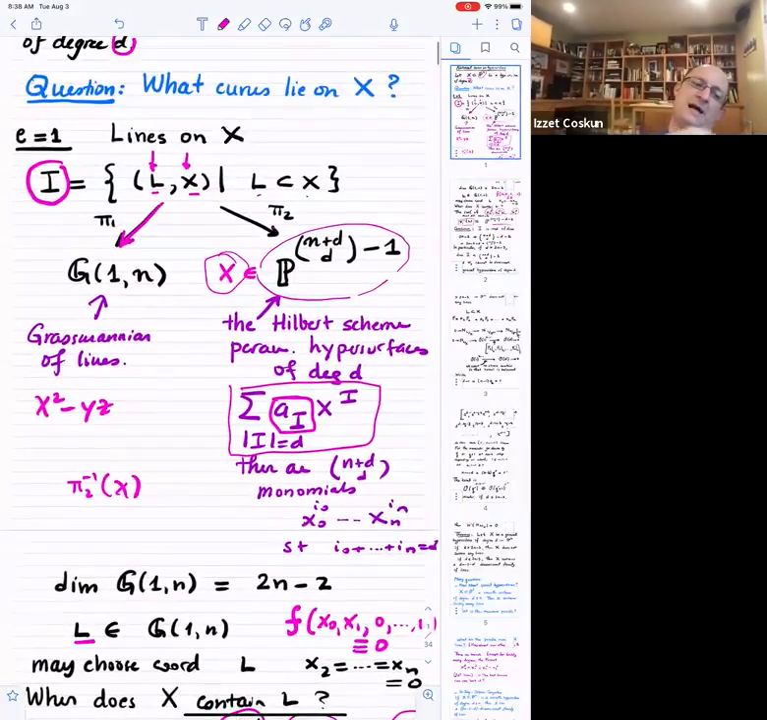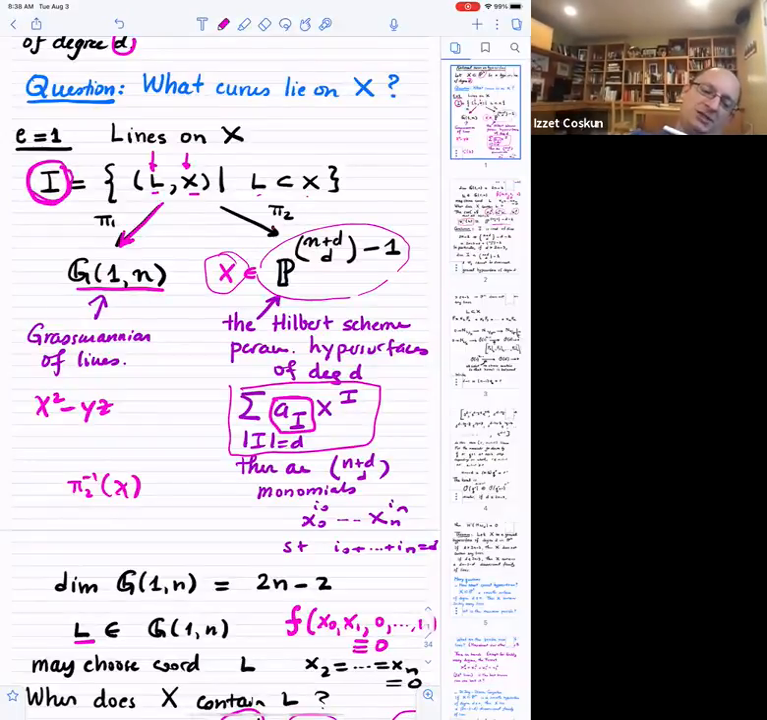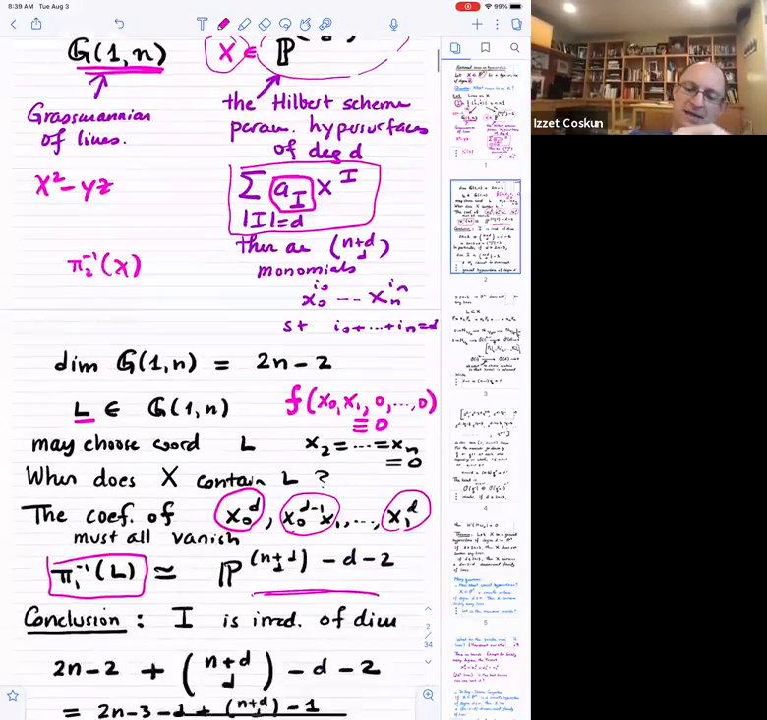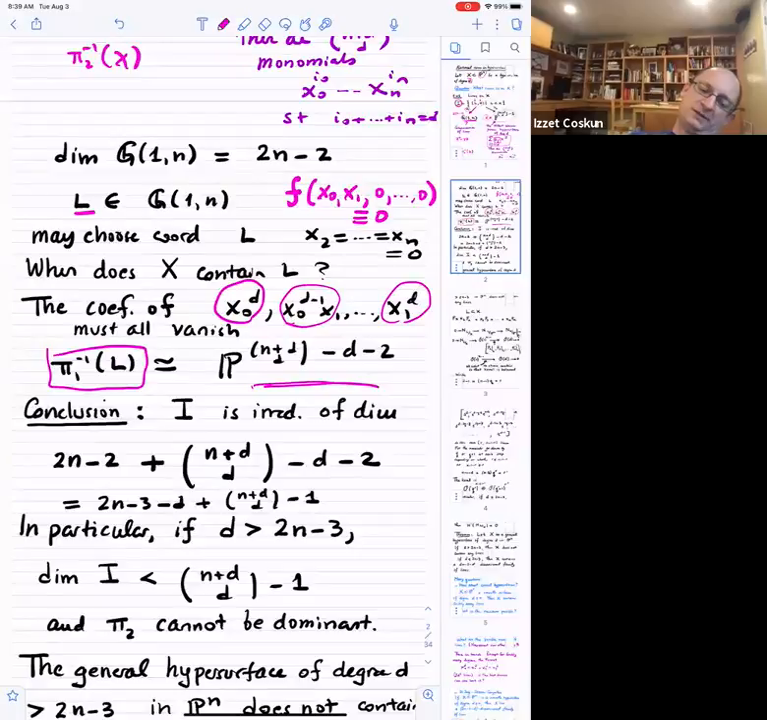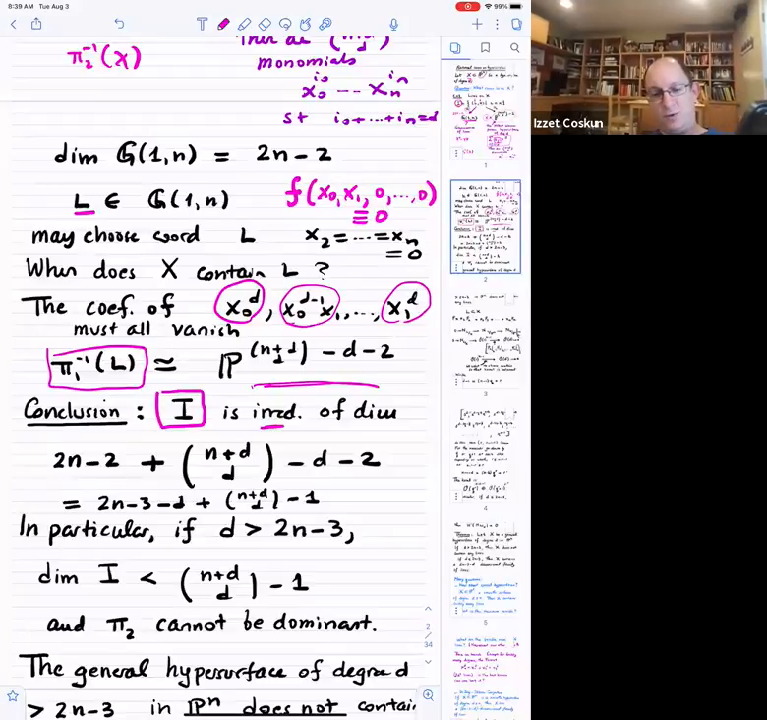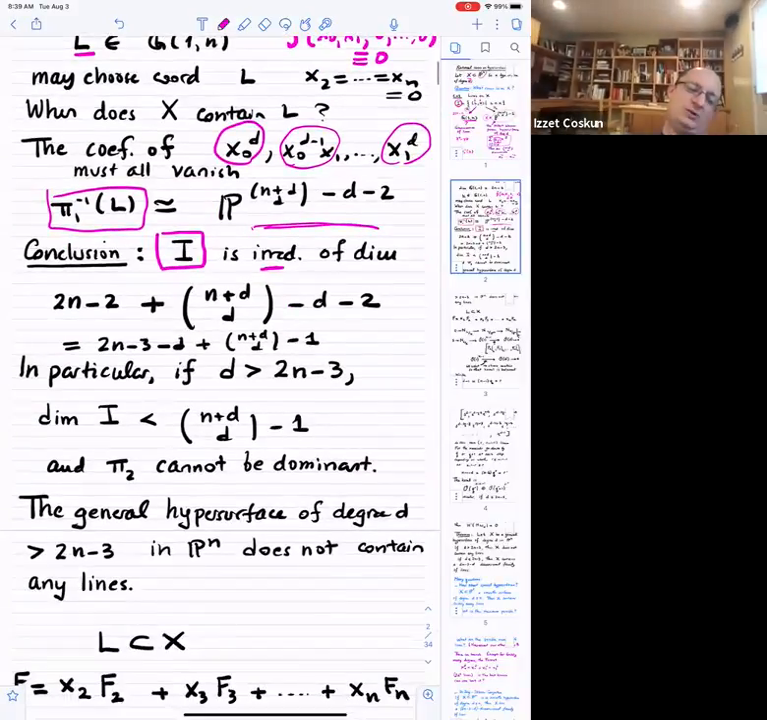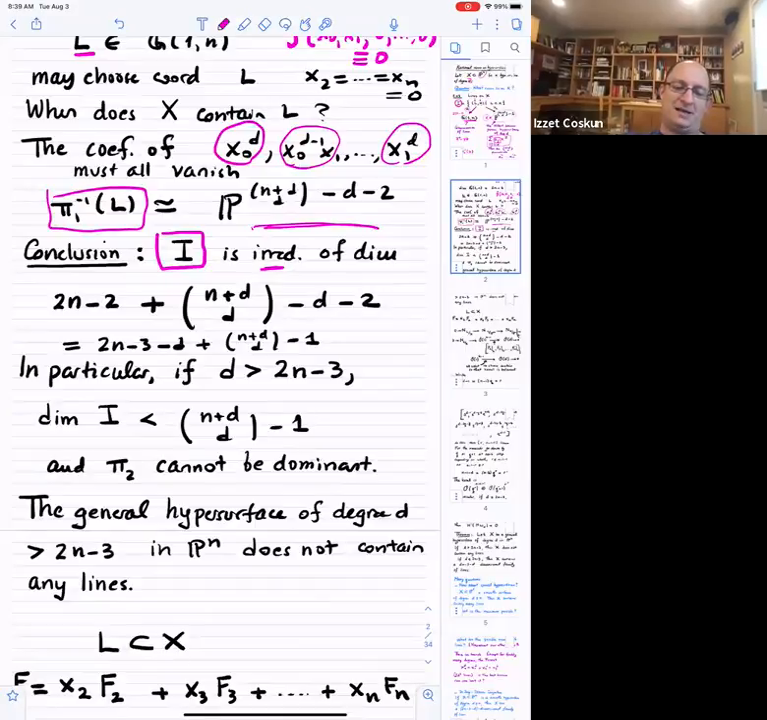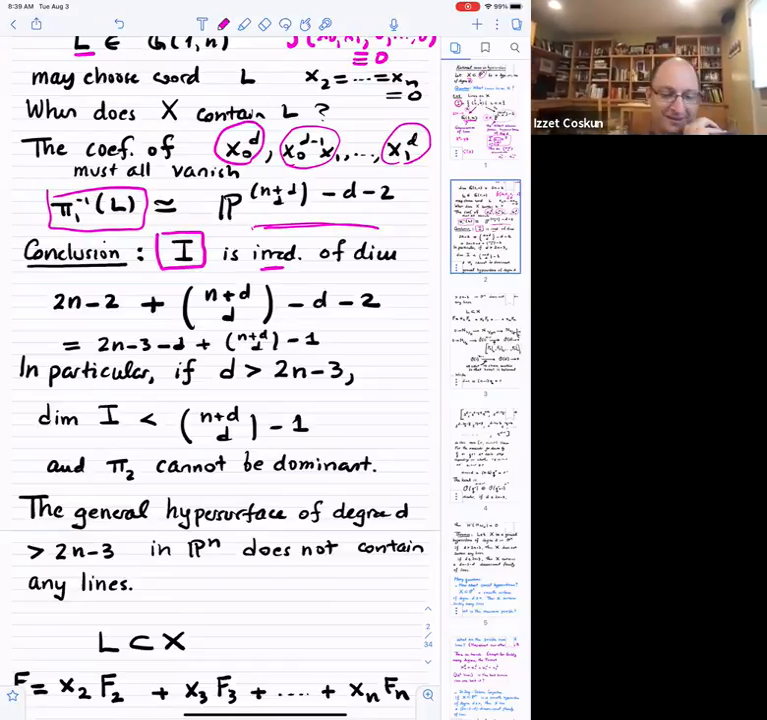Now from this, we can learn a lot about the geometry of I. We know the dimension of this Grassmannian is 2 times n minus 1. And the fibers over every line are projective spaces. From this, it follows that we can compute the dimension of I, and that I is irreducible. That's the theorem on the dimension of fibers. The dimension is 2n minus 3 minus d plus n plus d choose d minus 1. The actual numbers matter only a little bit, and it's not that hard to compute.